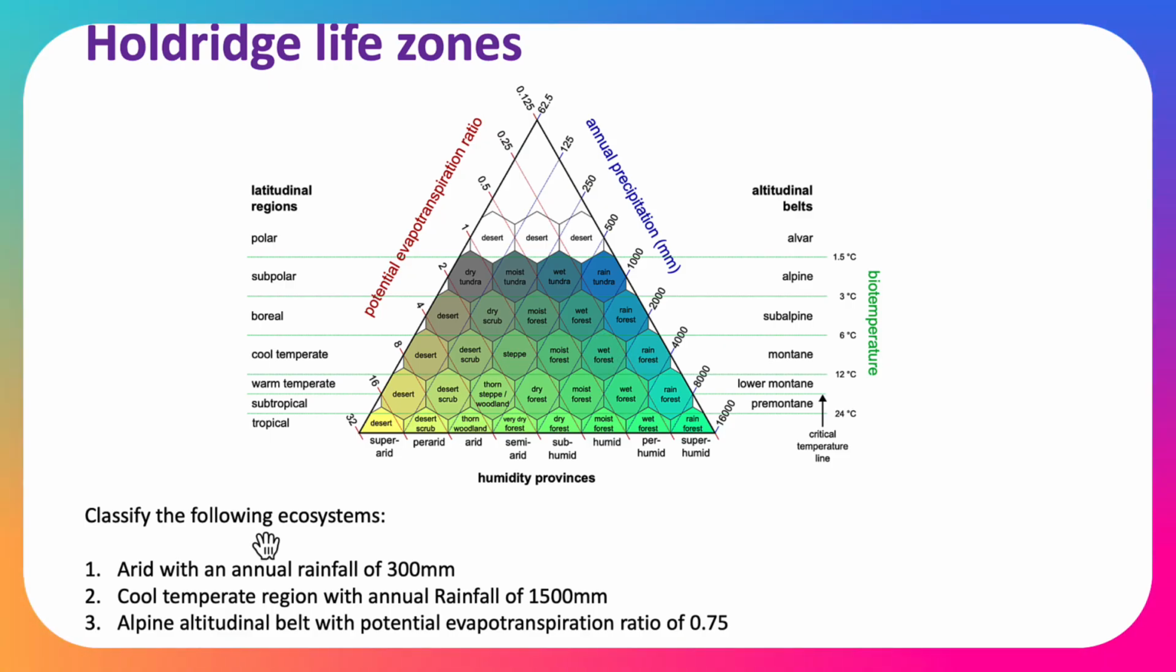And finally, we've got an alpine altitudinal belt, so alpine here, with a potential evapotranspiration ratio of 0.75. So alpine and 0.75 will be in here. So that's moist tundra. So that is a really easy system to use. Often find that on the external exam. Easy marks.